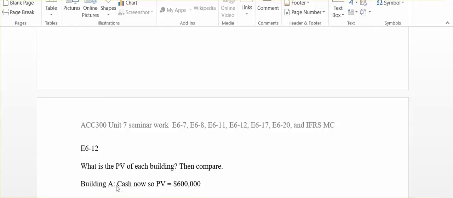So for building A, we pay $600,000 cash now. So the value of $600,000 now is $600,000. The present value is simply the amount that you're writing the check for immediately, because you're paying it right now.